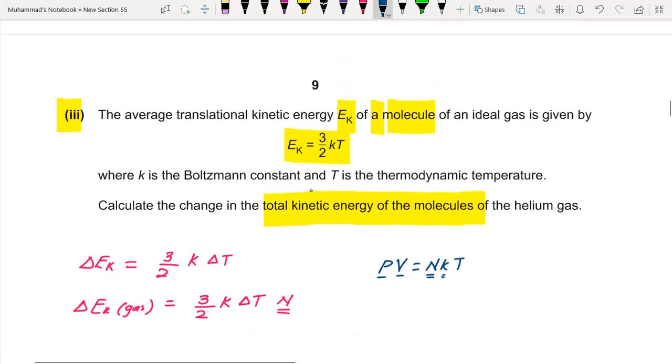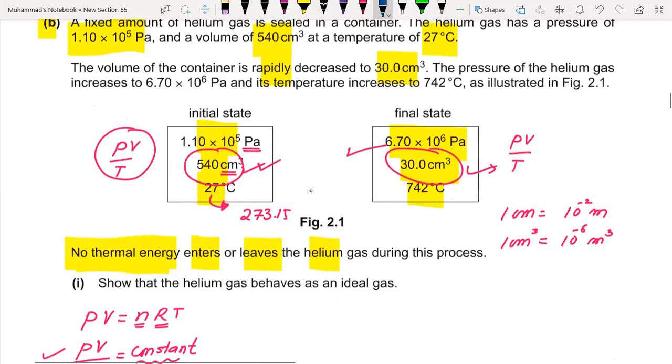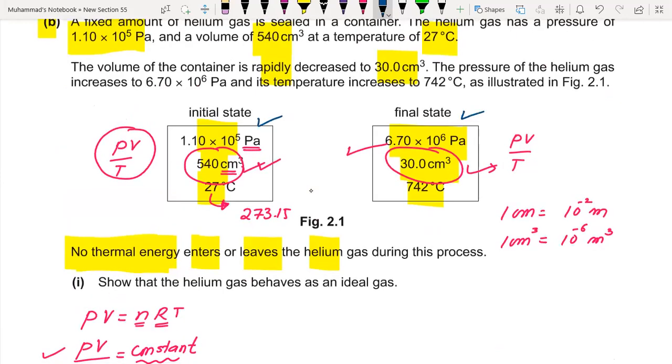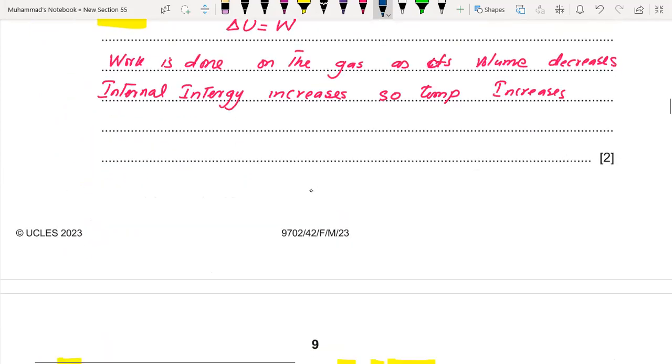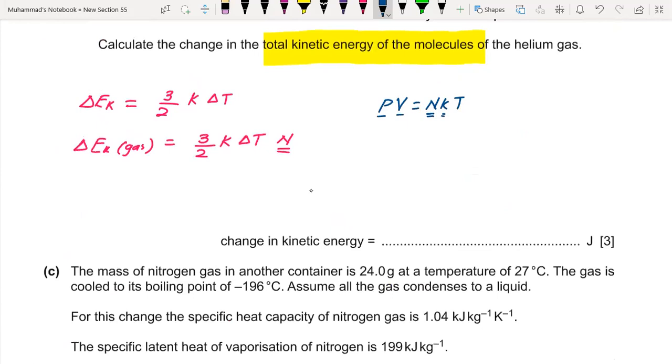So how will you calculate the number of molecules? The number of molecules is the same over here and over here. No gas enters or leaves during this process. So you can use this pressure, this volume, this temperature, or you can use these ones. So put the values of pressure, volume, temperature, and this constant to get the number of molecules, that is PV over kT. So we will use this first one.